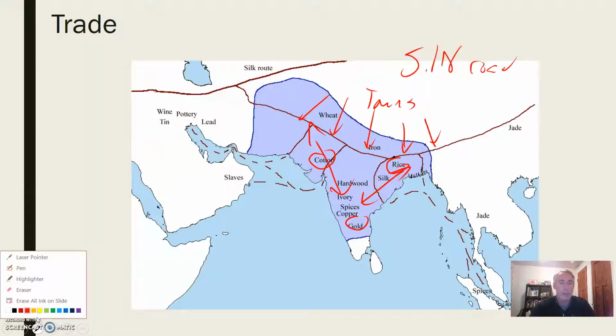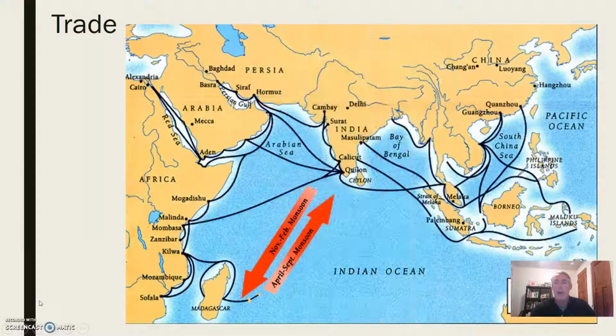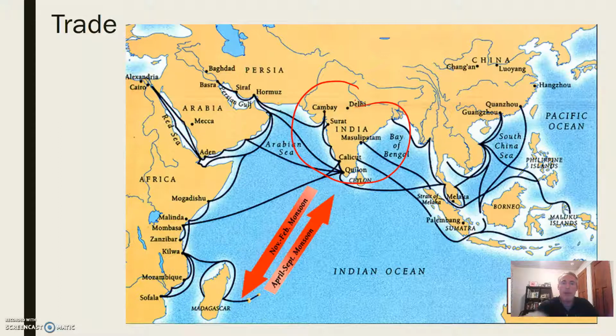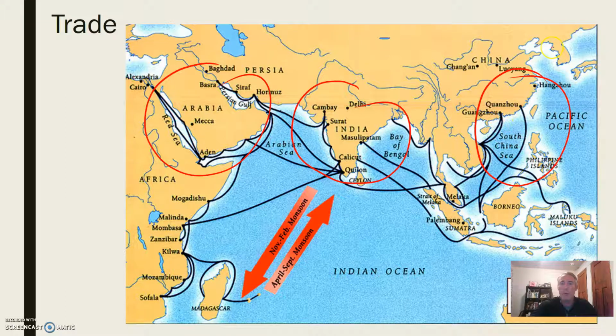Let me get rid of this because I also want to show you maritime trade. Notice where India is situated, right smack in the middle of the Middle East and East Africa and the Far East with China and Southeast Asia. If you want to get from Alexandria to Malacca, all the way out to Guangzhou and so forth, chances are you're going to have to stop in Calicut. You're going to have to stop in Cambay or somewhere in the Bay of Bengal. So a lot of money was coming in because of their geographic location.